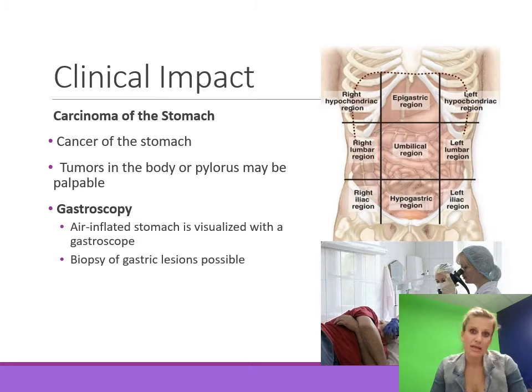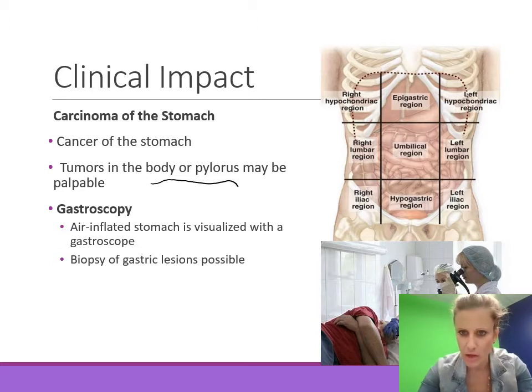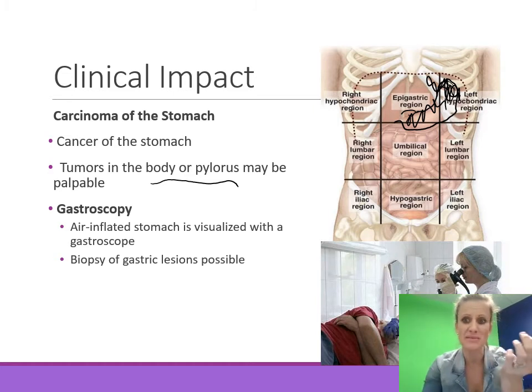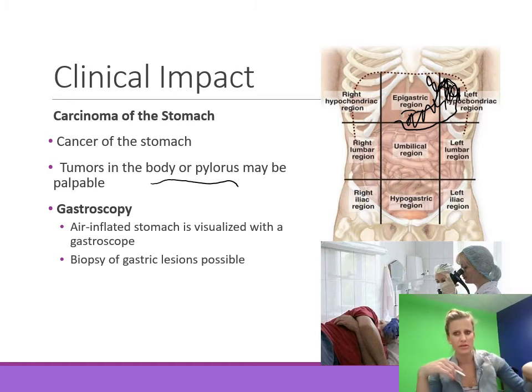Carcinoma of the stomach is a cancer of the stomach. Tumors that are present in the body or pylorus of the stomach may be palpable, but the cardia and fundus of the stomach lie deep to the costal cartilages and the ribs, so they're not easily palpable. And you can see that if you look over here, looking at the stomach, the body and pylorus are down here. The cardia and fundus are up here. So they're deep to the costal cartilages and the ribs and the liver as well. The left lobe of the liver lies over parts of the cardia.